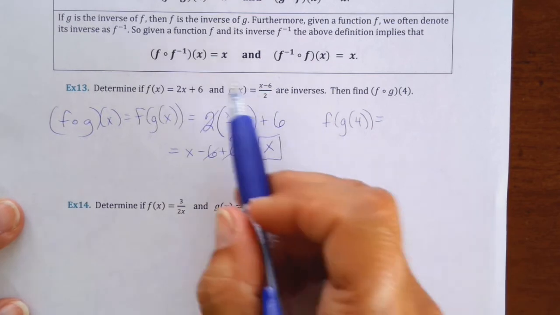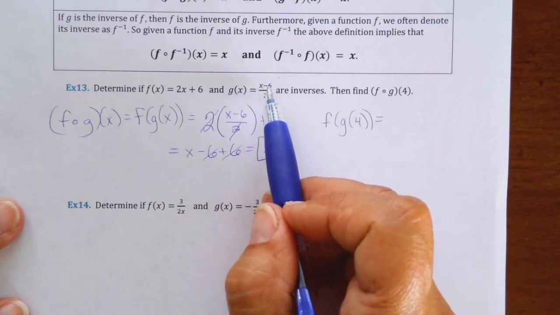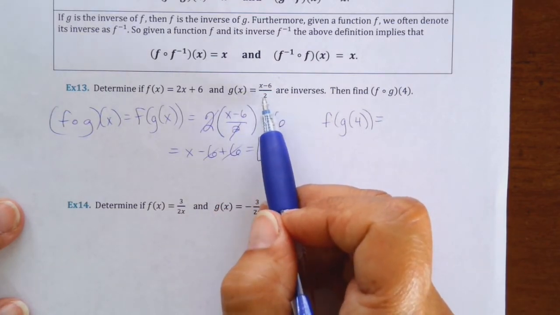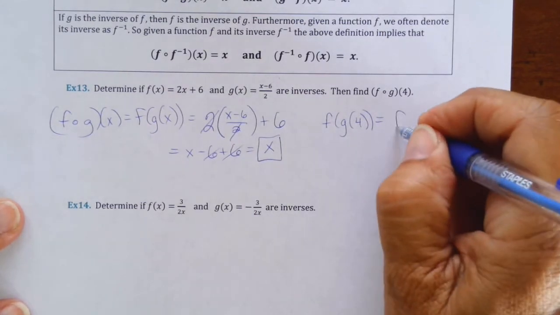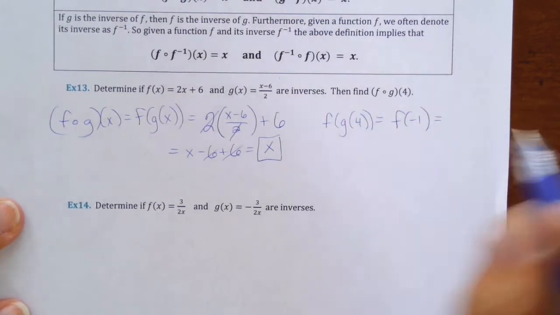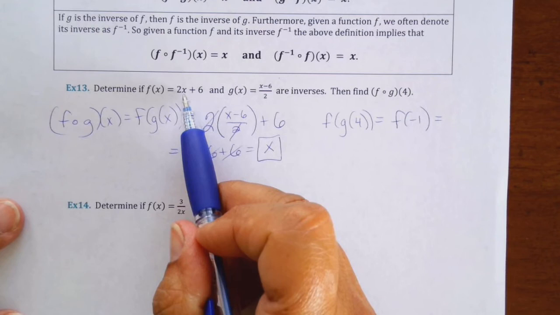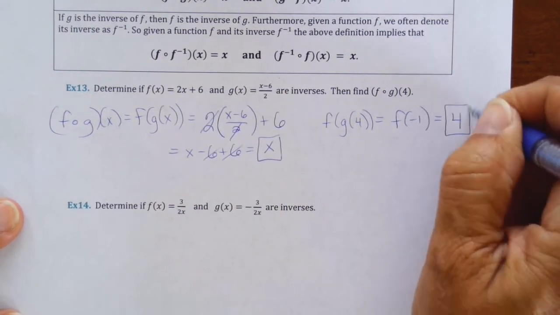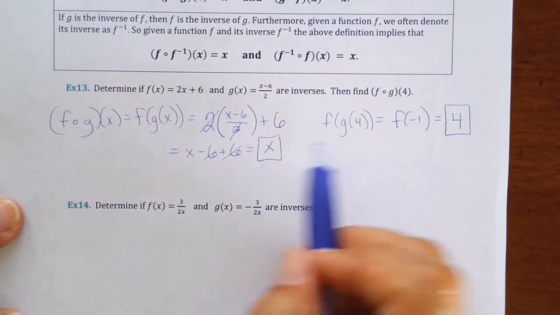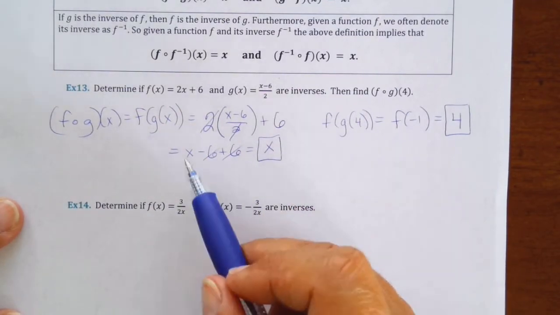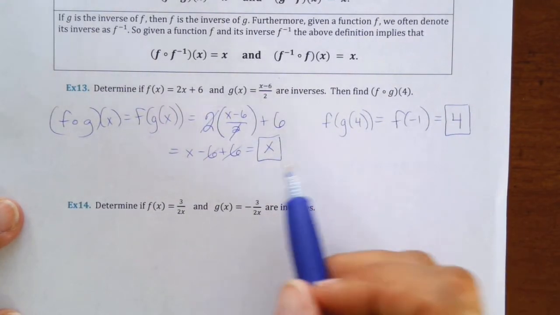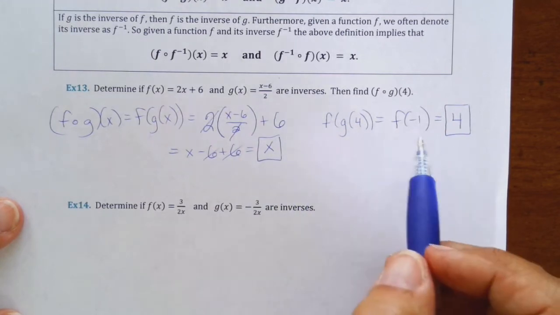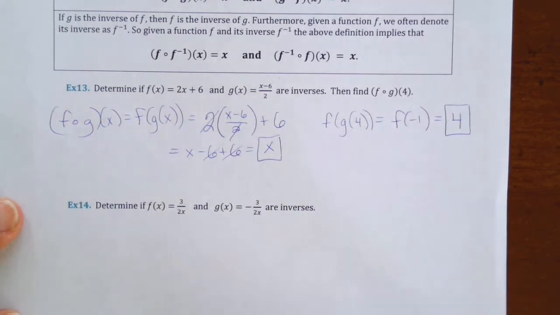All right, so g of 4. If I put 4 in here, 4 minus 6 is negative 2, divided by 2 is negative 1. So that's f of negative 1. Now, if I put negative 1 in here, 2 times negative 1 is negative 2, plus 6 is 4. So look at that. When you have inverse functions and you plug in one number into one and then back into the other, you're going to get back what you started with. Okay, that's what that says. So you don't really even have to work this out.